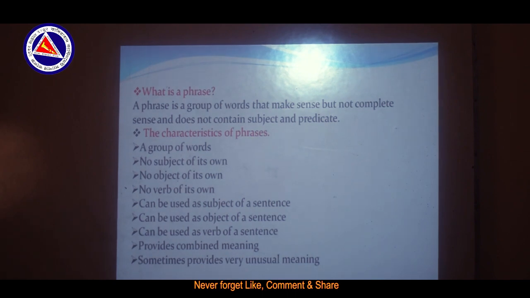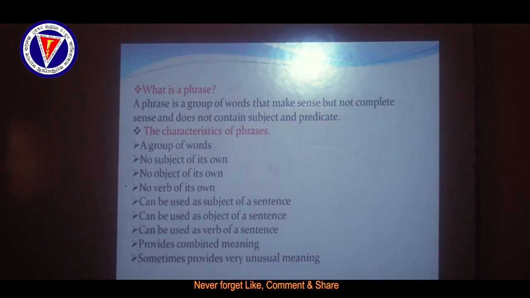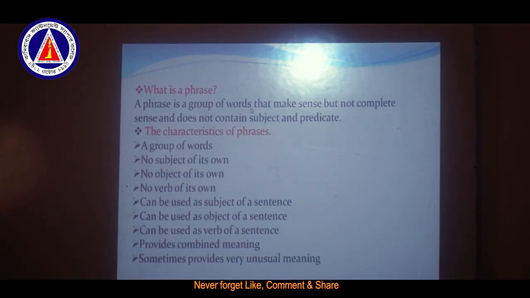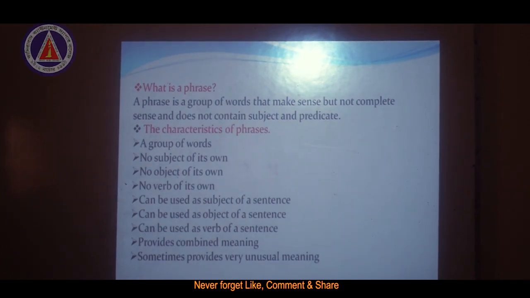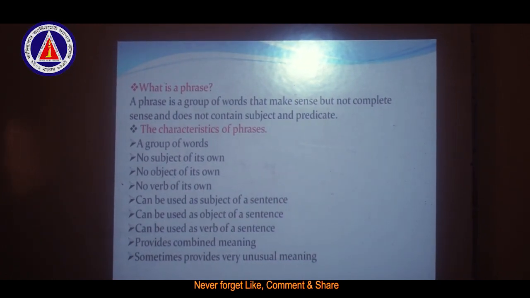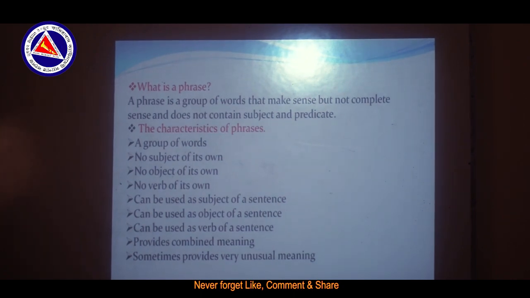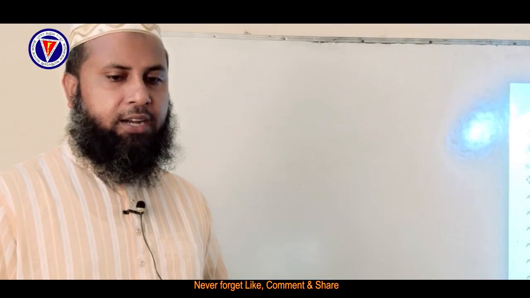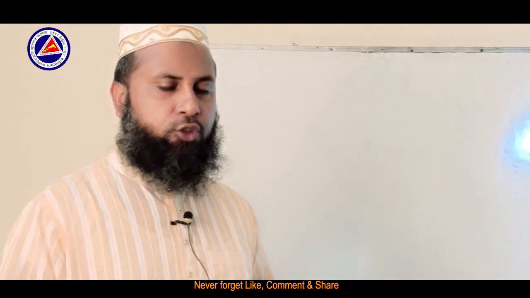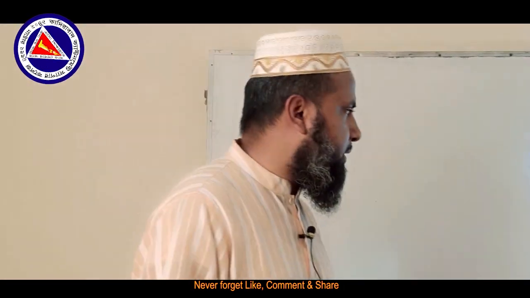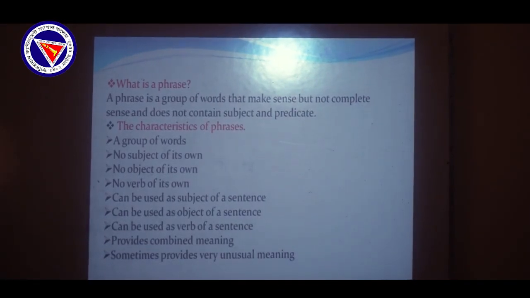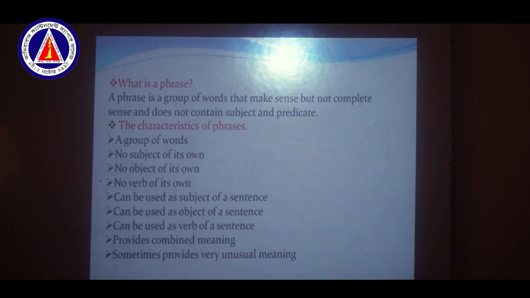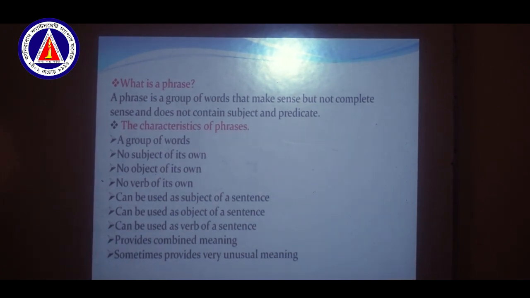So these are the few characteristics of phrases. First, it's a group of words. Second, it does not have a subject. It's the combination of some words, with no object and no verb. But the interesting point is that even though there is no subject, it can be the subject of a sentence. Even though there is no object, it can be the object of a sentence. Even though there is no particular verb, it can be used as a verb of a sentence.